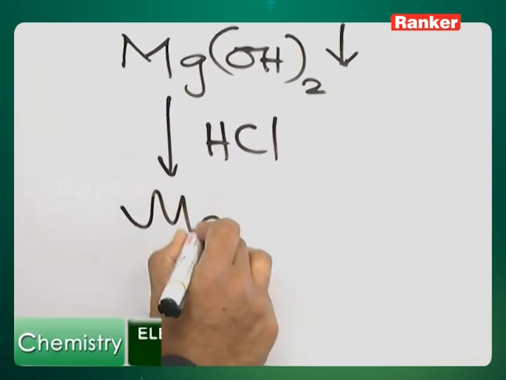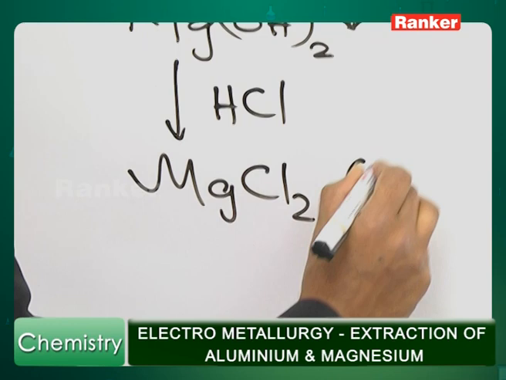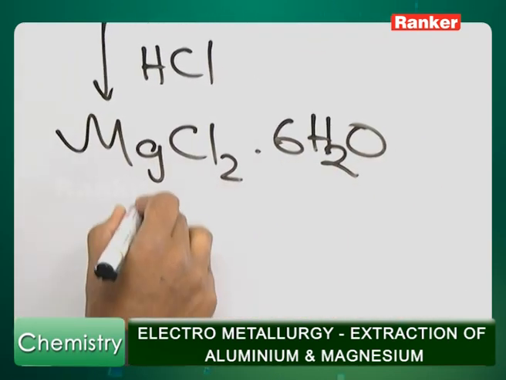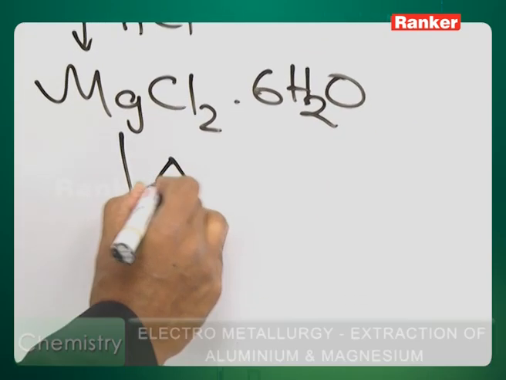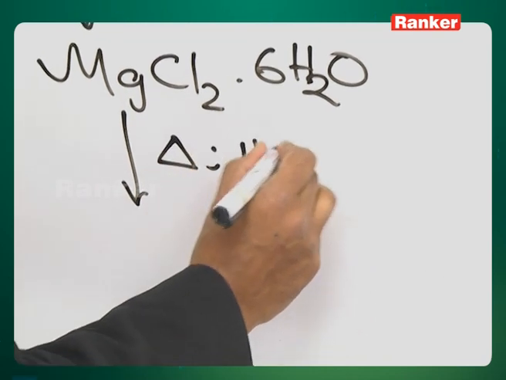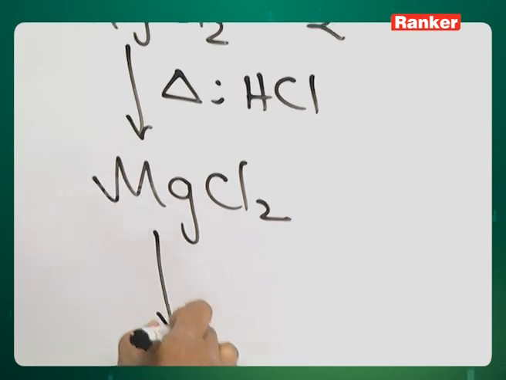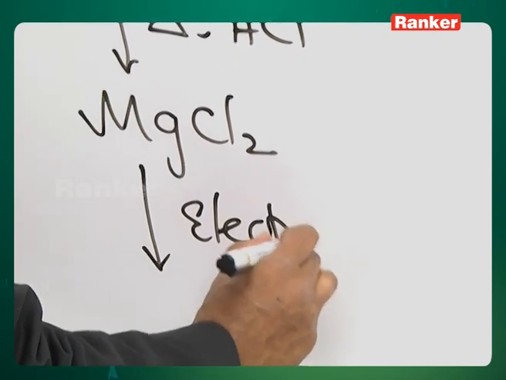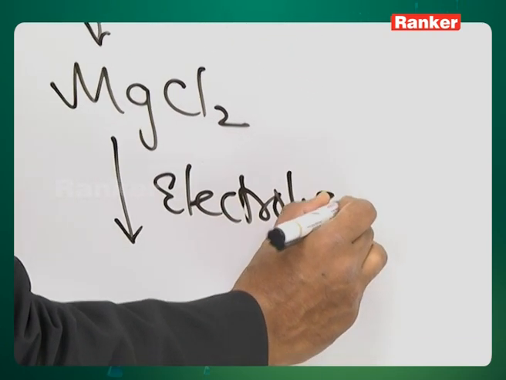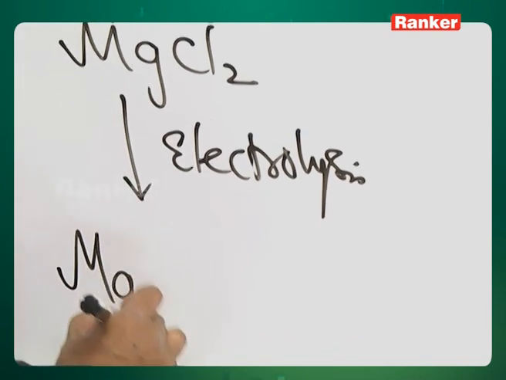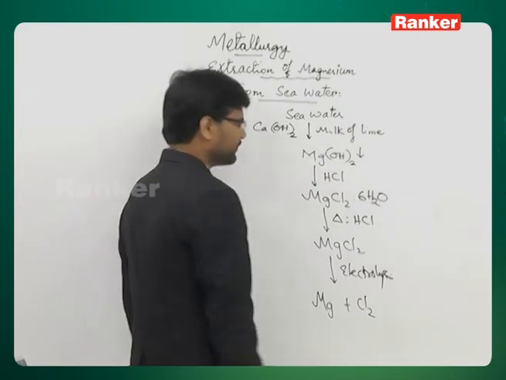You get MgCl2·6H2O. This is then heated in a current of HCl gas, and you get anhydrous magnesium chloride. This is then subjected to electrolysis, and you get magnesium at cathode and chlorine at anode.